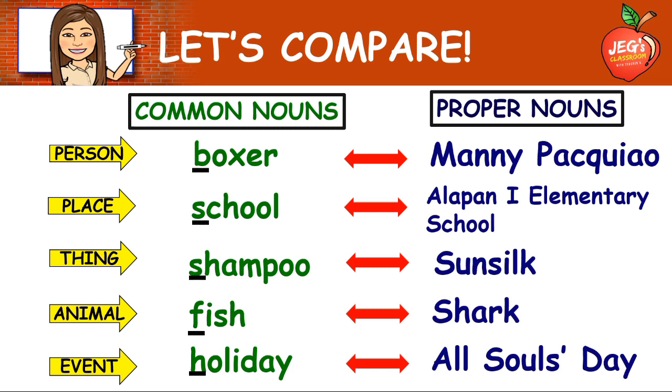Now that you know the difference between common nouns and proper nouns, always remember that common nouns start with small letters, and proper nouns start with big or capital letters. This is the end of our lesson. I hope you learned a lot about common nouns and proper nouns.